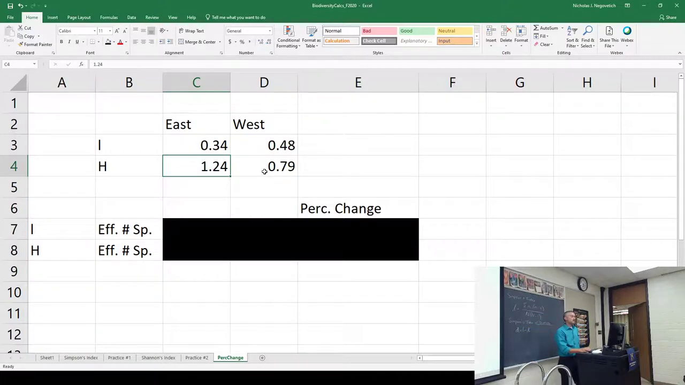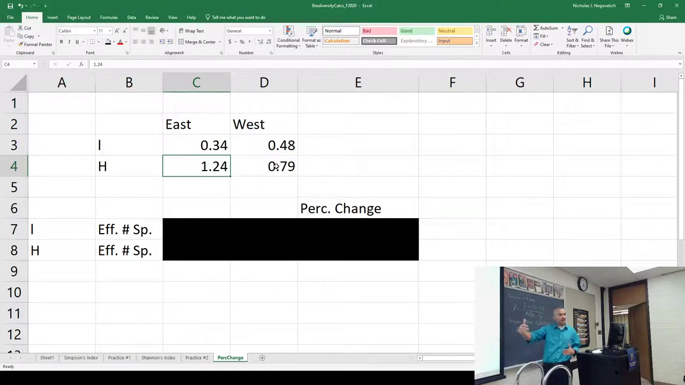The problem comes when we try to talk about how much more diverse one place is than the other. Both Simpson's and Shannon's are not on a linear scale, so there's no clear way to make a comparison. Right here, 0.8 versus 0.12, what's that difference? Maybe 150%? But saying it's 50% more diverse only applies on values that are on a linear scale.